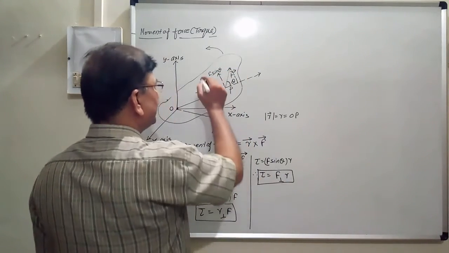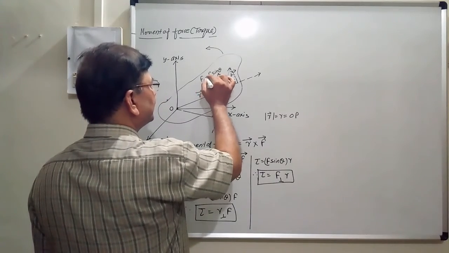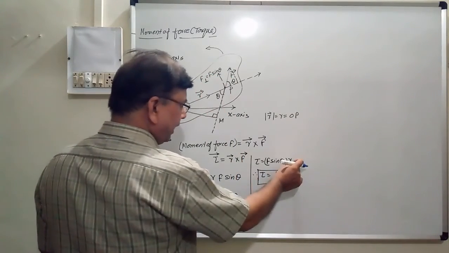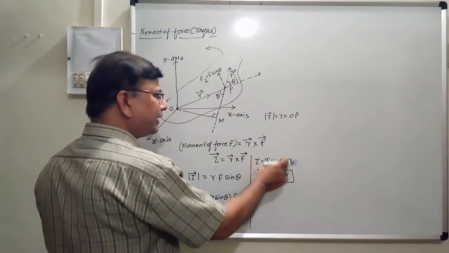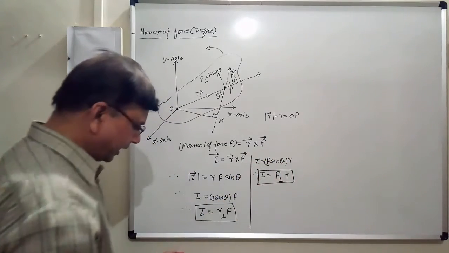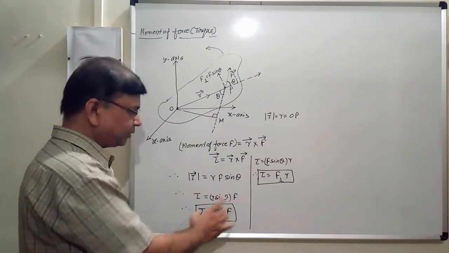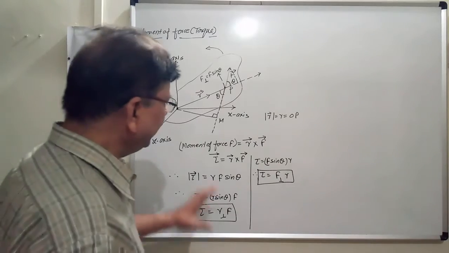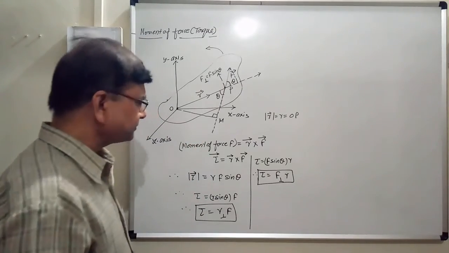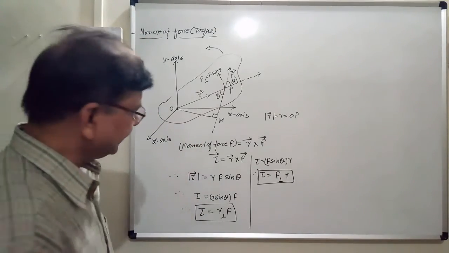This is F perpendicular into r. This is also F sine theta into r, which is the torque. It means F perpendicular into r or r perpendicular into F. Either way, this is the magnitude of the moment of force or torque. What is the direction of this?